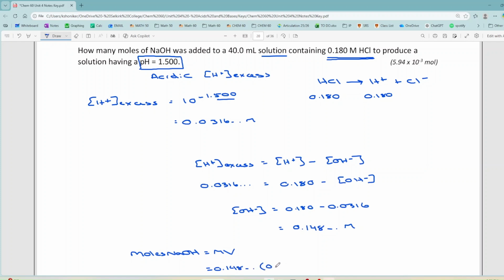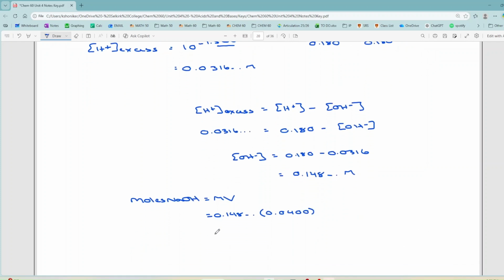And then I'm going to change that volume to liters, 0.0400. So I'm going to take that answer in my calculator, which is 3 sig figs, multiply it by 0.04, which is also 3 sig figs, and I get 5.94 times 10 to the negative 3 moles of that sodium hydroxide.